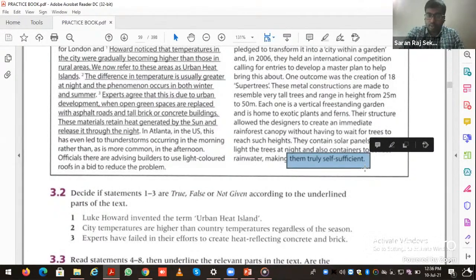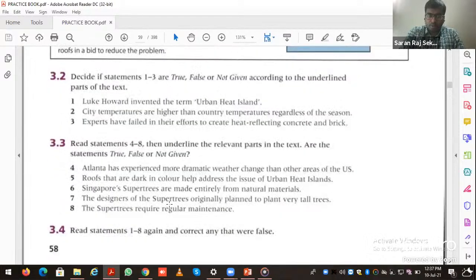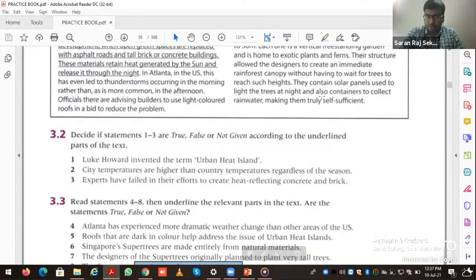So here, that's why I keep saying that synonym plays a vital role. Just one word will decide your answer because here they said they require regular maintenance, but here they say it's truly self-sufficient, which does not depend on anything. So it is false. Okay.